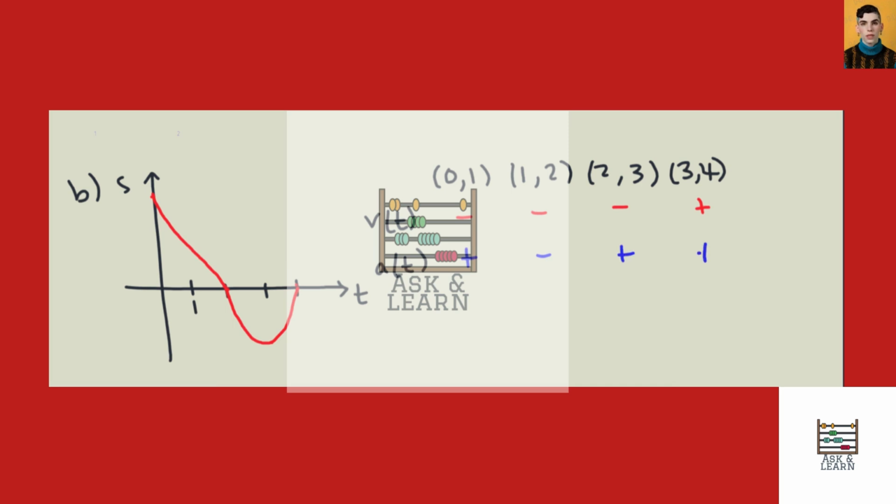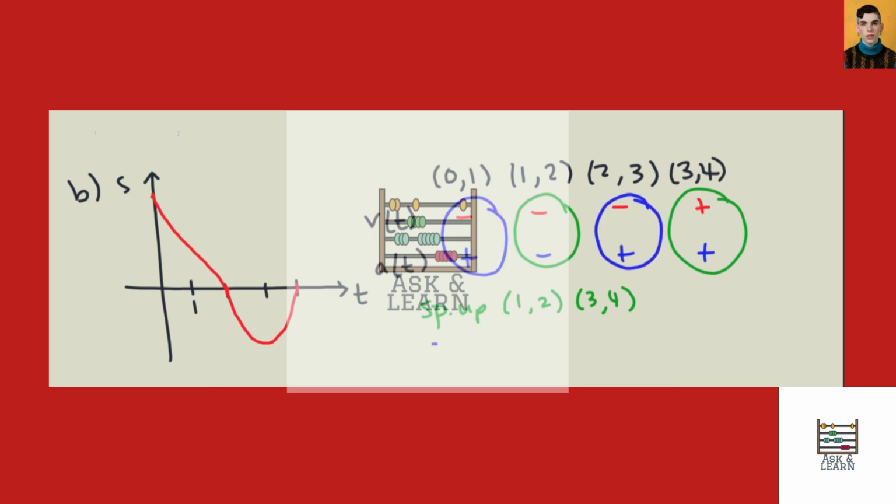Now let's look for where the signs are the same. The signs are the same from 1 to 2 and 3 to 4, so that would be when it's speeding up. The signs are different from 0 to 1 and 2 to 3. That would be when it's slowing down.